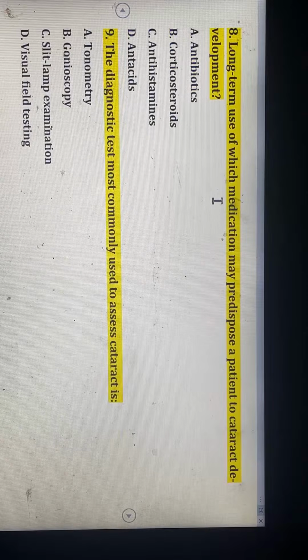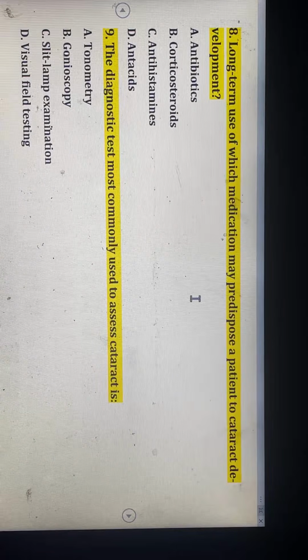long-term use of which medication may predispose a patient to cataract development? A, antibiotics, B, corticosteroids, C, antihistamine, and D, antacid. Long-term use of which medication may predispose a patient to cataract development?